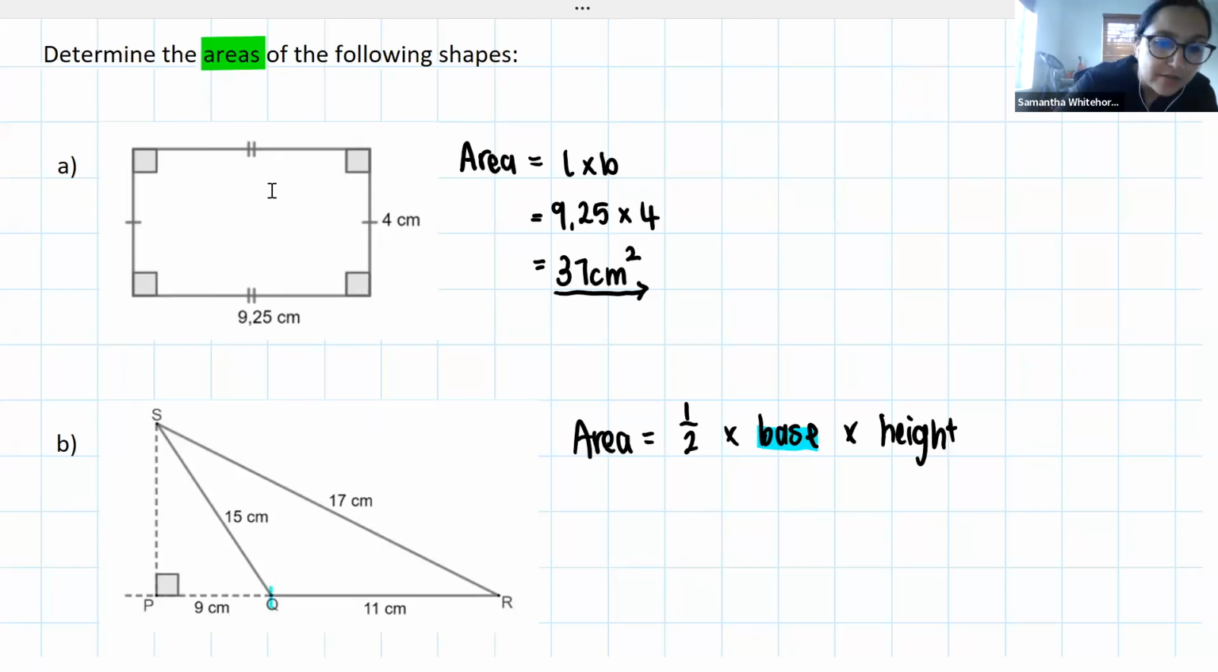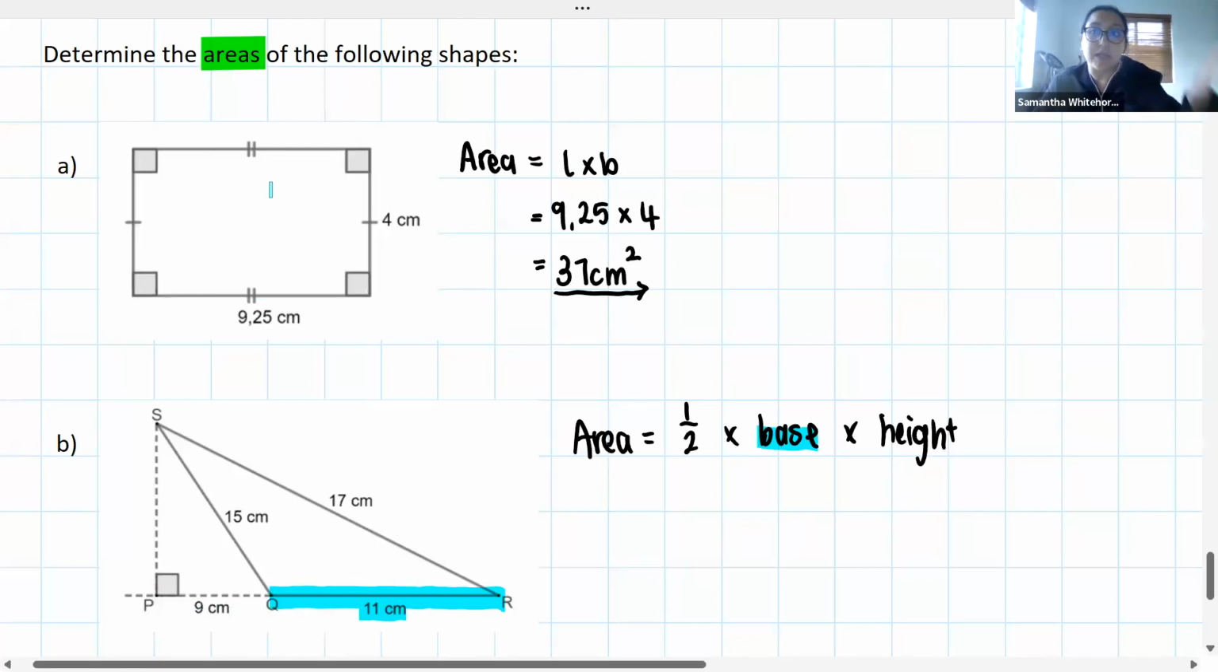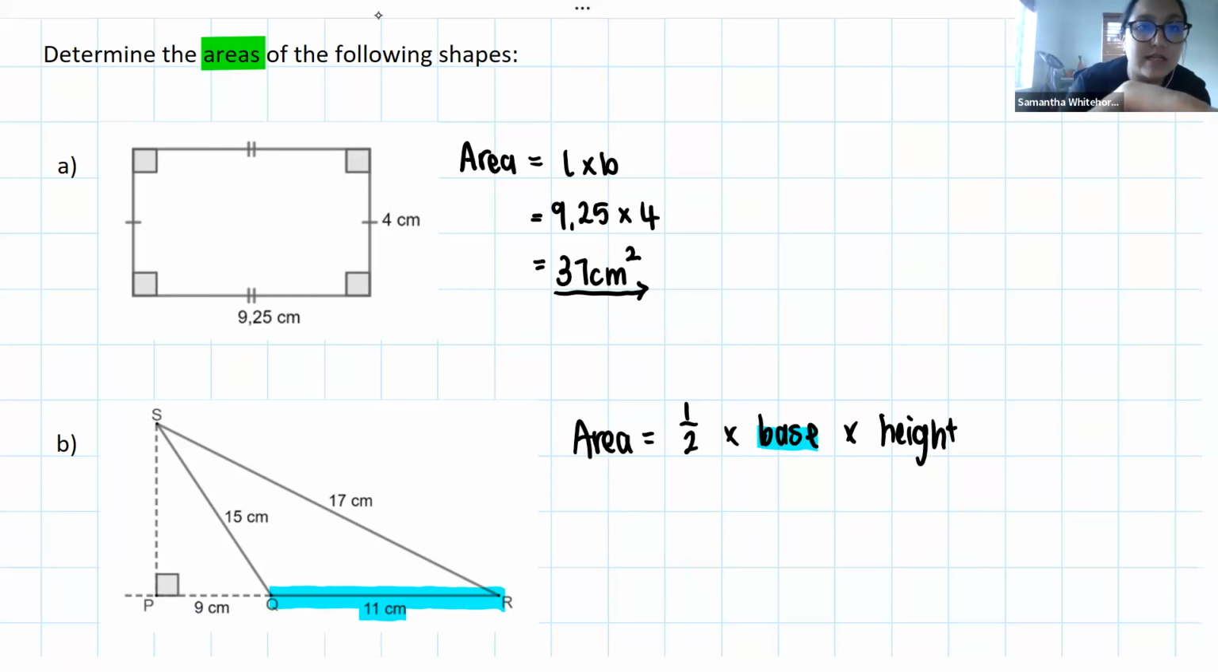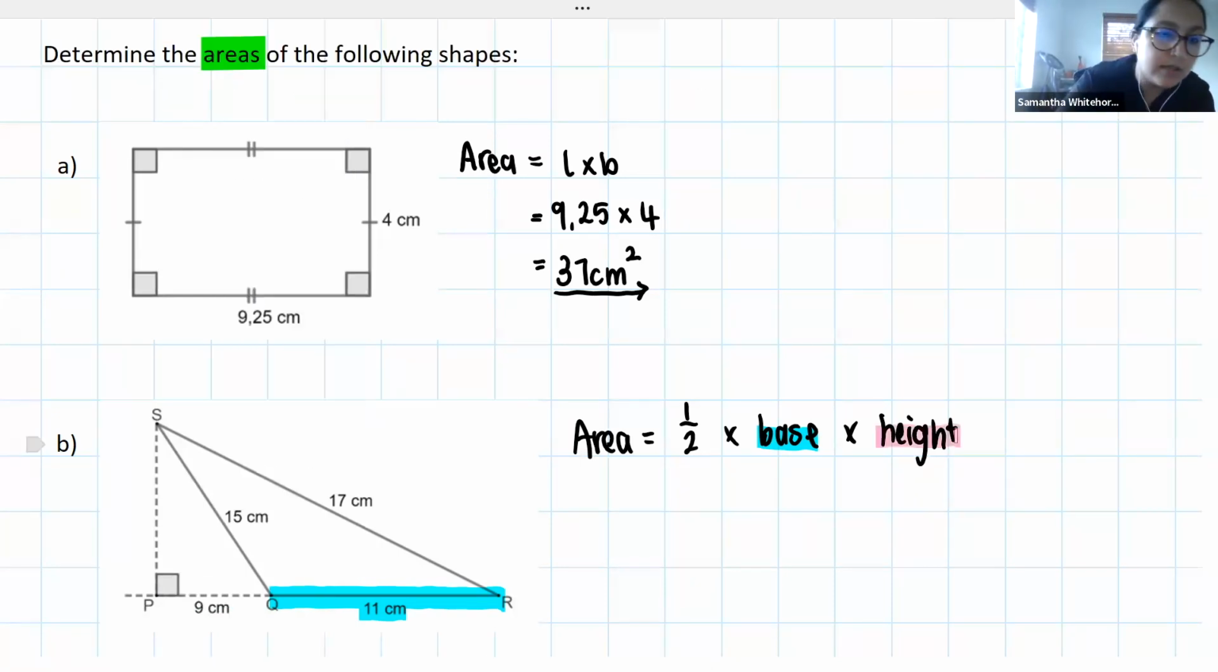So the base length of my triangle is from Q to R. Notice how PQ is a dotted line. That's not part of my triangle. It's just there to help me with my height. So my base length is QR, 11 centimeters. The height of my triangle is this length from S to P. Now we have no idea what that length from S to P is.